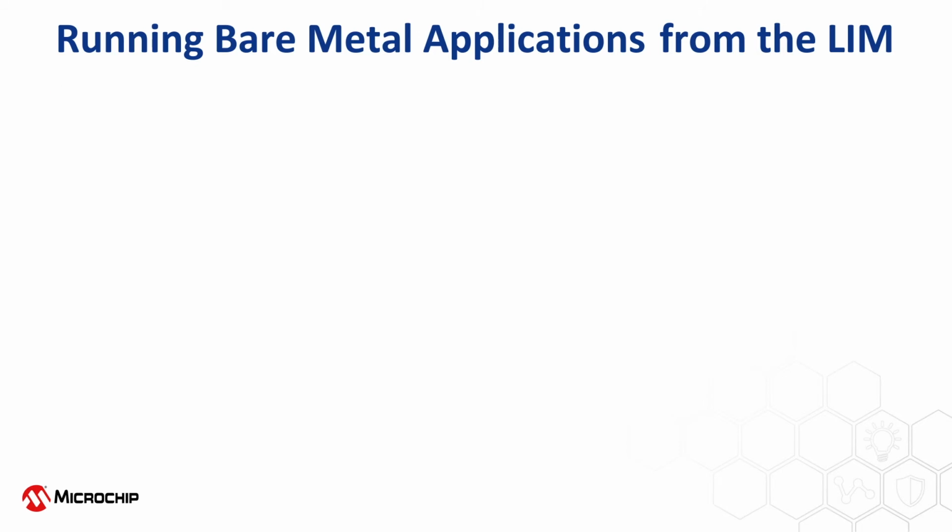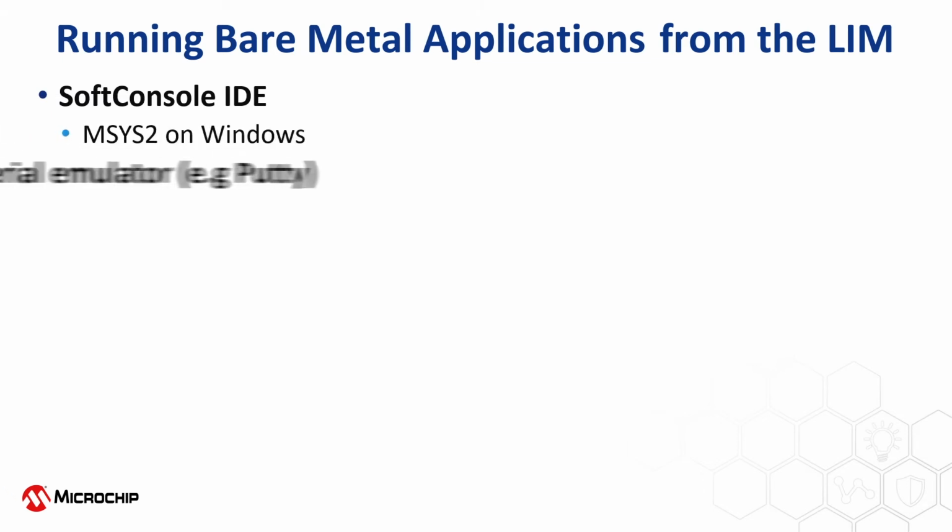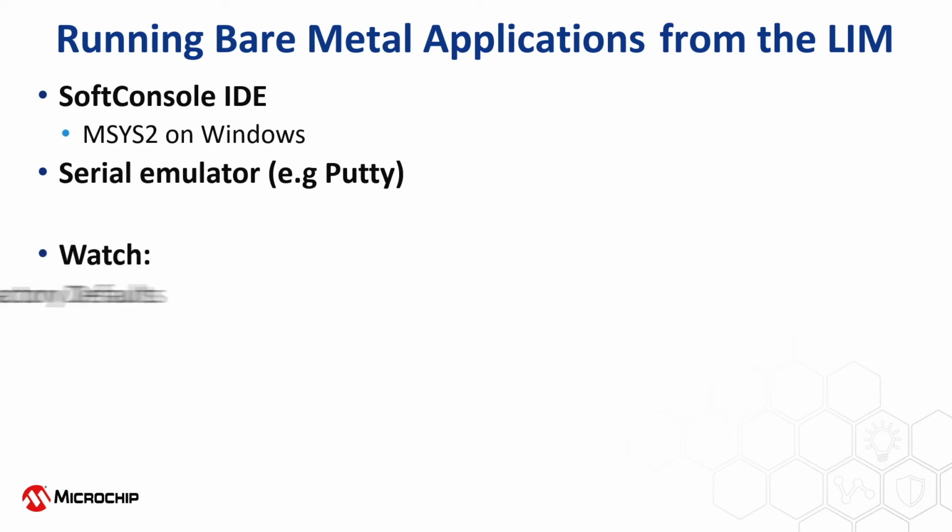To complete the steps shown in this playlist, you'll need the SoftConsole IDE along with MSYS2 on Windows to build the HSS and a serial emulator such as PuTTY. The Icicle kit can be used with a factory default design. To restore this design, watch the video called Getting Back to Factory Defaults.